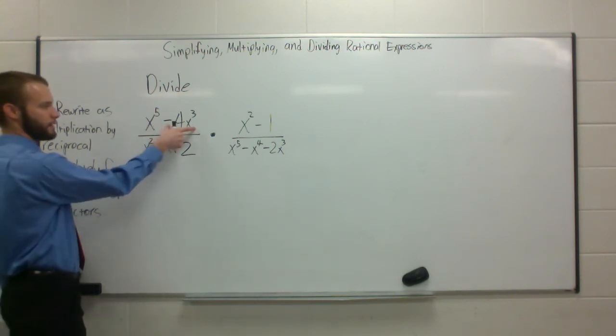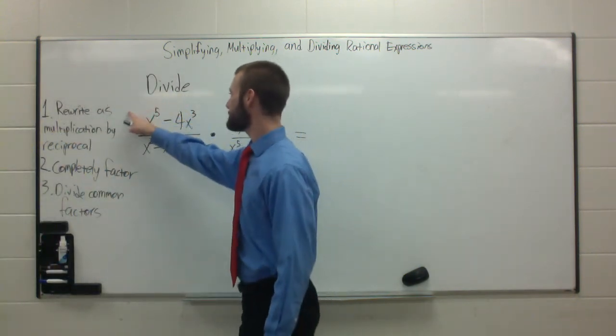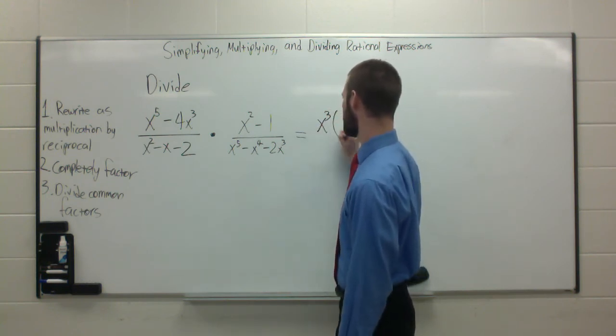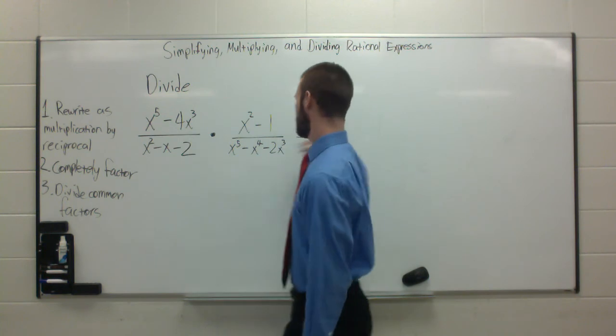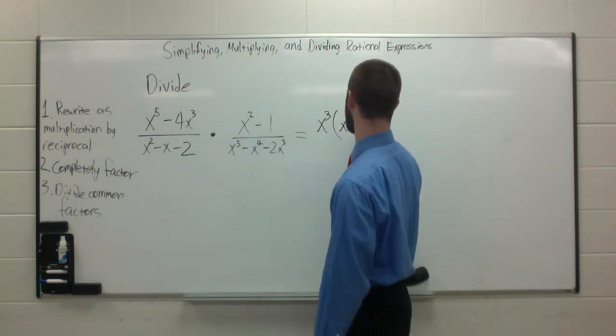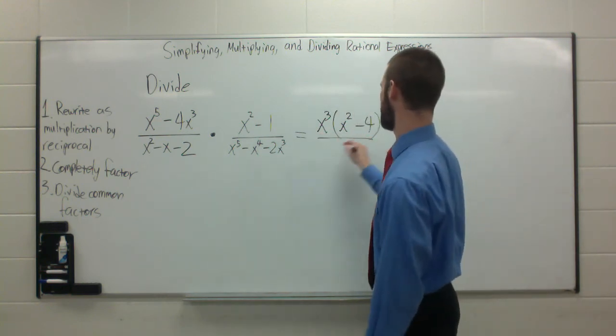Now this x to the 5th minus 4x to the 3rd looks kind of scary. But I know these are both divisible by x to the 3rd. So if I factor out x to the 3rd, then I'm left with x squared minus 4. Right? We'll go ahead and leave the rest of them alone for now.